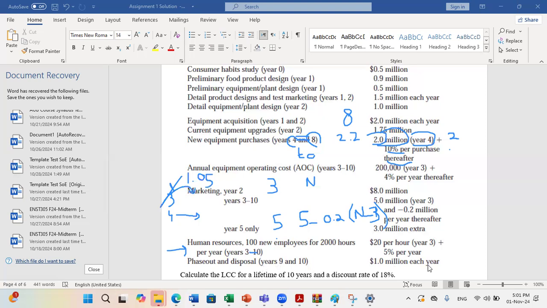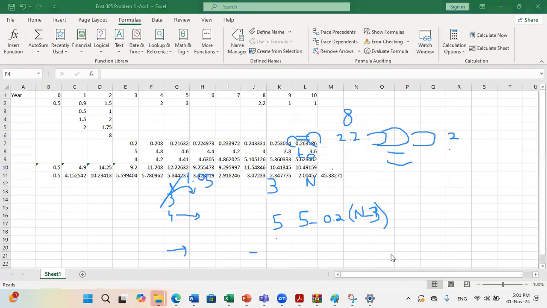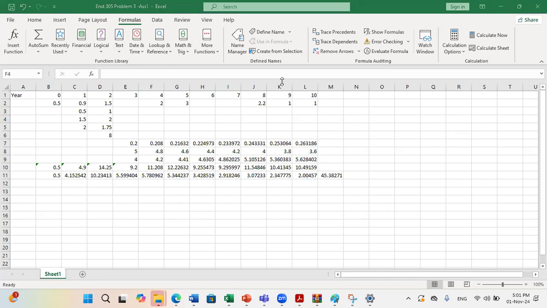So it's $1 million per year. So all we have to do is to put under the column of 9, 1, and under the column of 10, 1. So this is the table summarizing costs. Okay. So after you do this, you can sum for each column. You can sum the values for each year, okay? And this is the summation here.